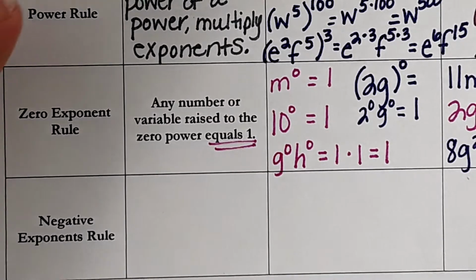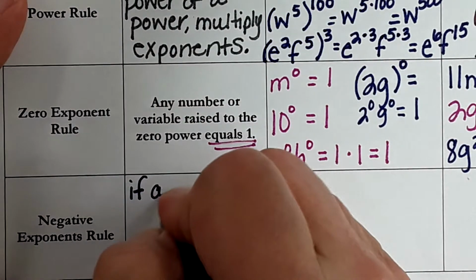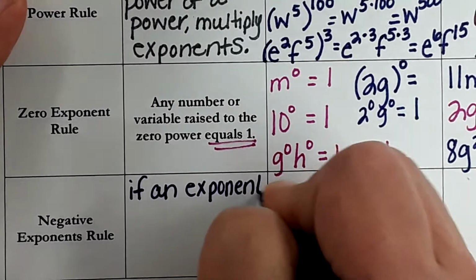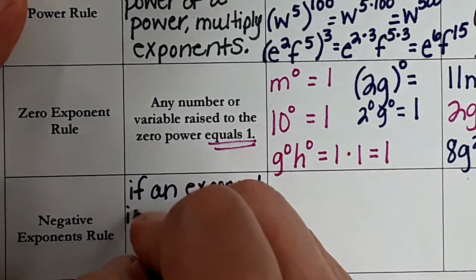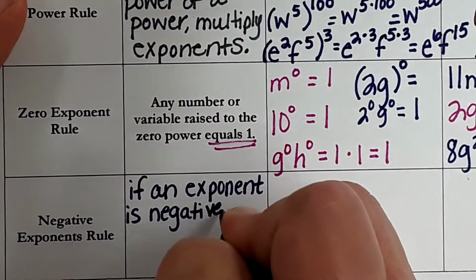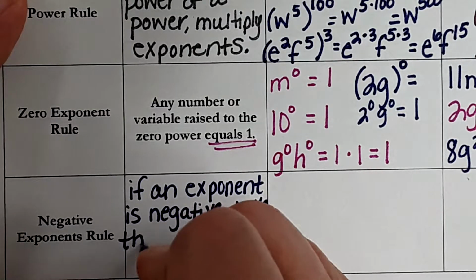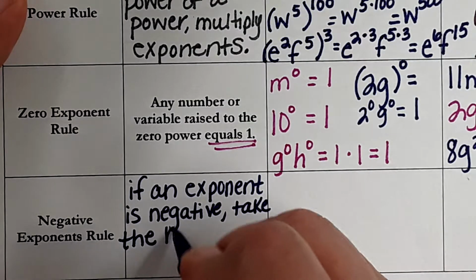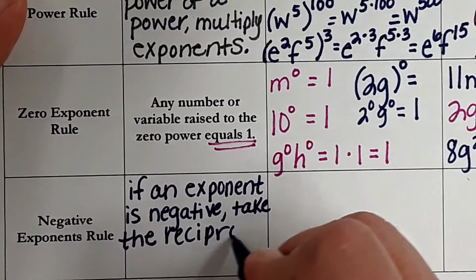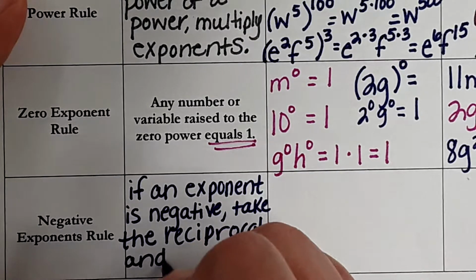Negative exponents. If an exponent is negative, take the reciprocal and change the exponent.